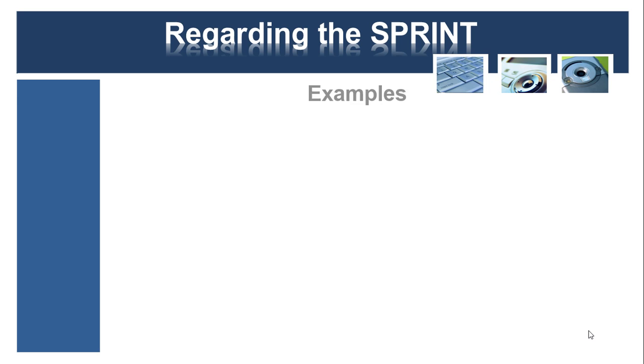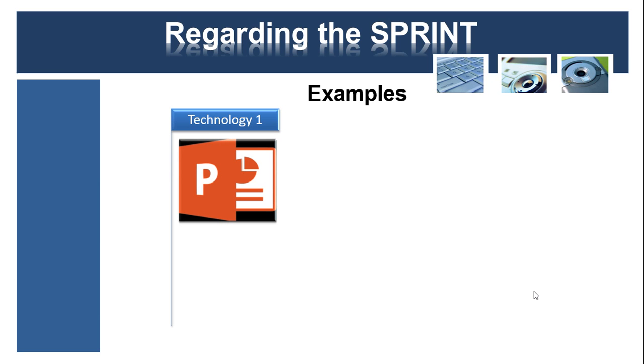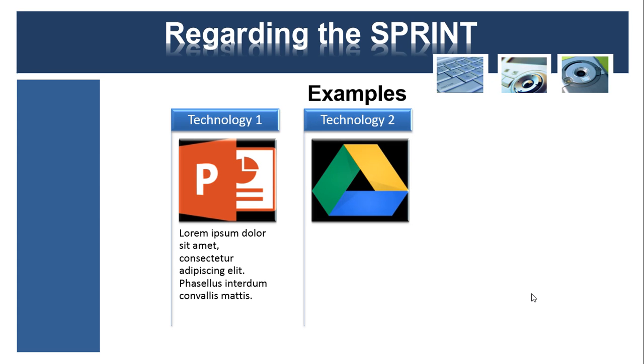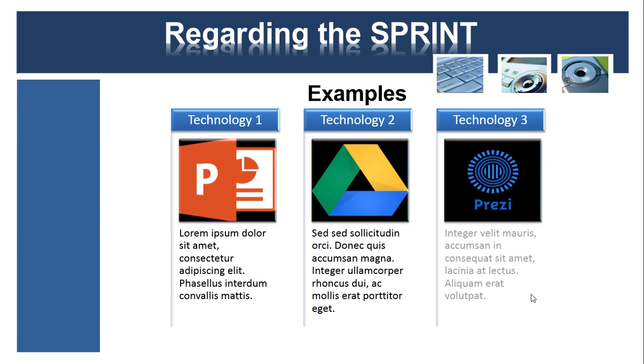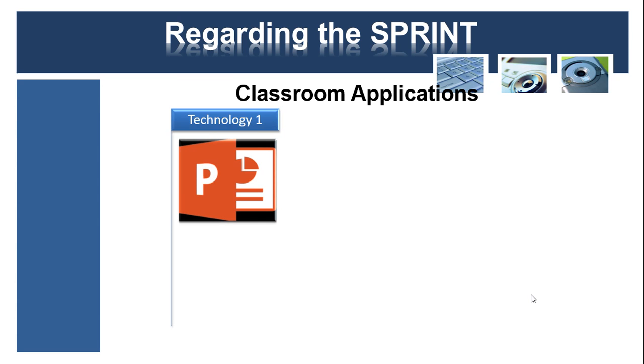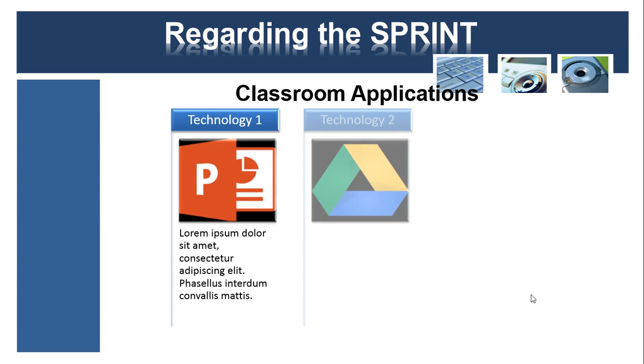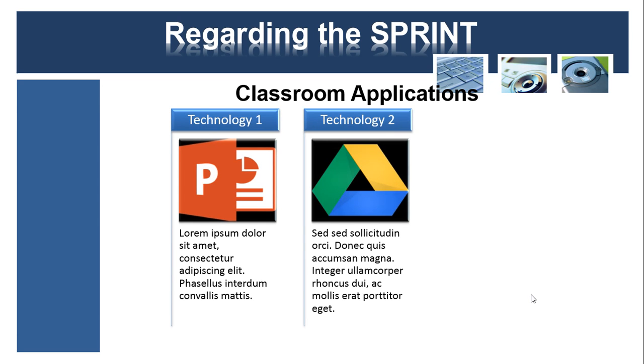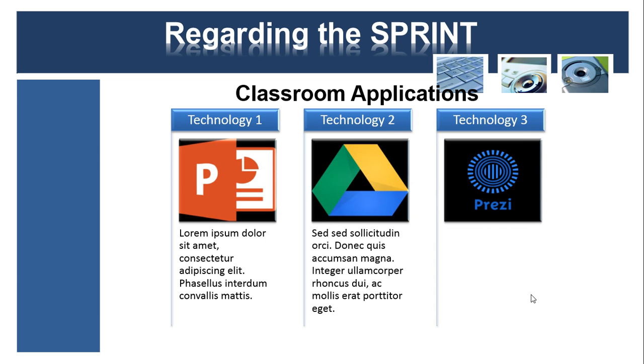Another way you can do it is, for example, you have a slide where you talk about the examples and you say what the example is with the definition or a video if you choose to do that. And then for each of the technologies, you talk about the classroom applications. So again, in the same slide, you talk about the three technologies providing classroom applications.